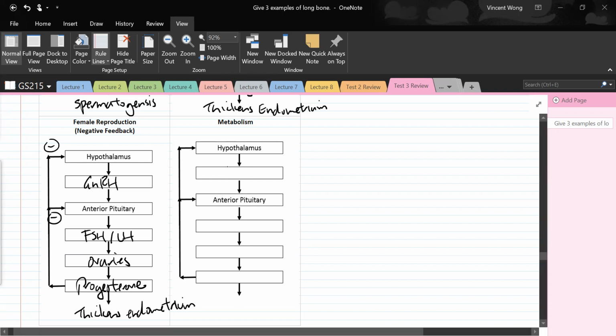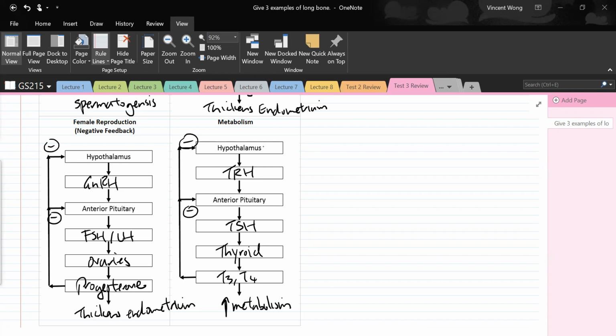Metabolism. Hypothalamus releases the TRH, which acts on the anterior pituitary gland to release the thyroid stimulating hormone, which will then go ahead and stimulate the thyroid to release T3 and T4. That will increase the metabolism. Okay, and then we're going to want to shut it down. Otherwise, you're going to have too much T3, T4 causing metabolism to become out of control.